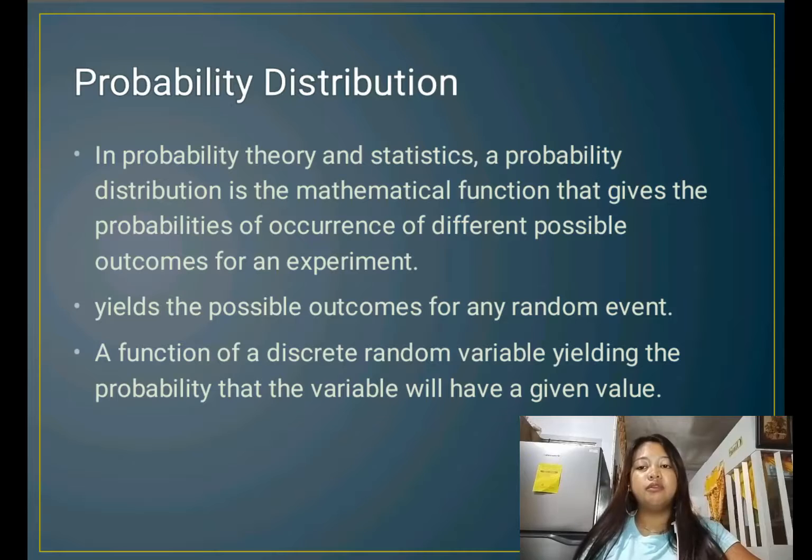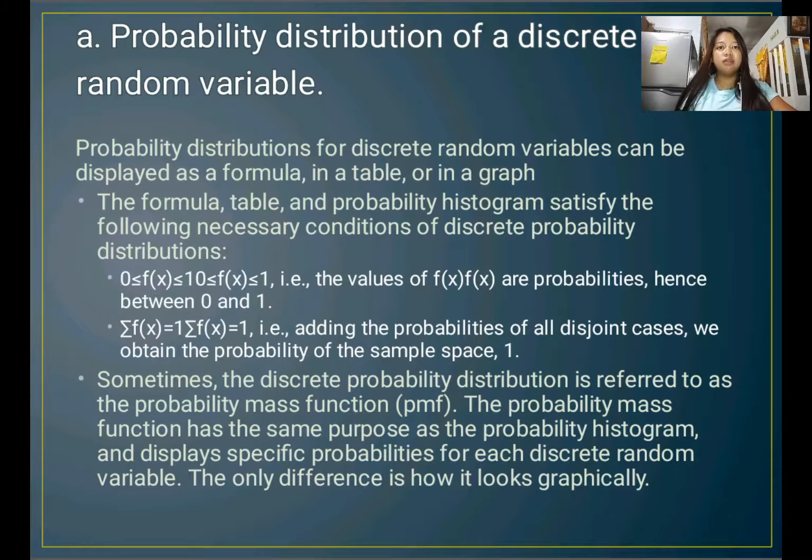The first one is the probability distribution of a discrete random variable. The probability distribution for discrete random variables can be displayed as a formula, in a table, or in a graph. The formula, table, and probability histogram satisfy the following necessary conditions of a discrete probability distribution.